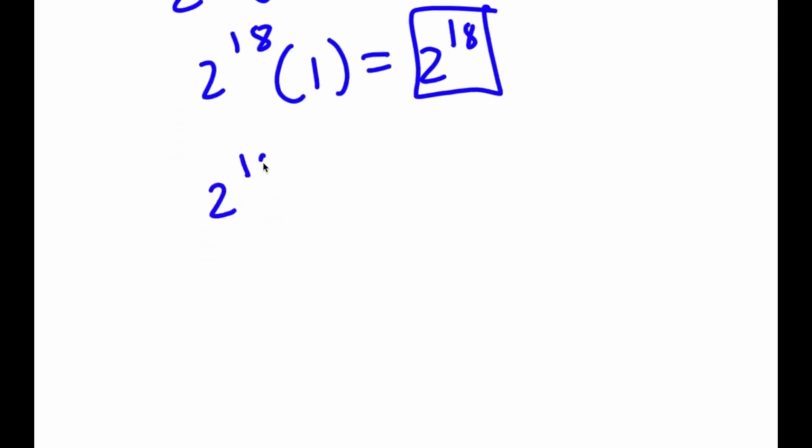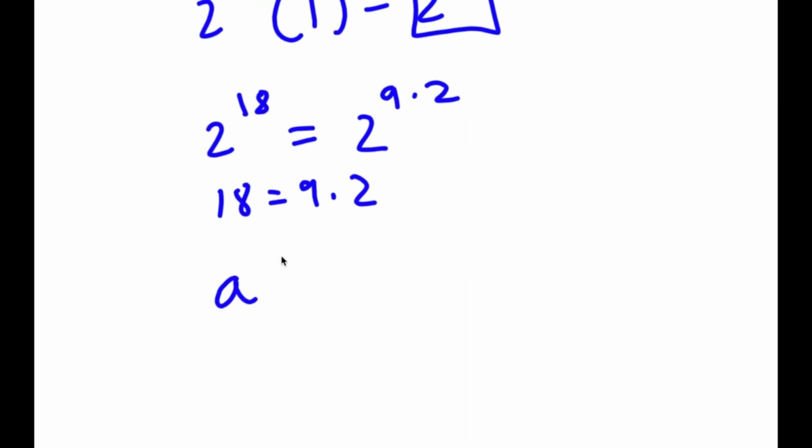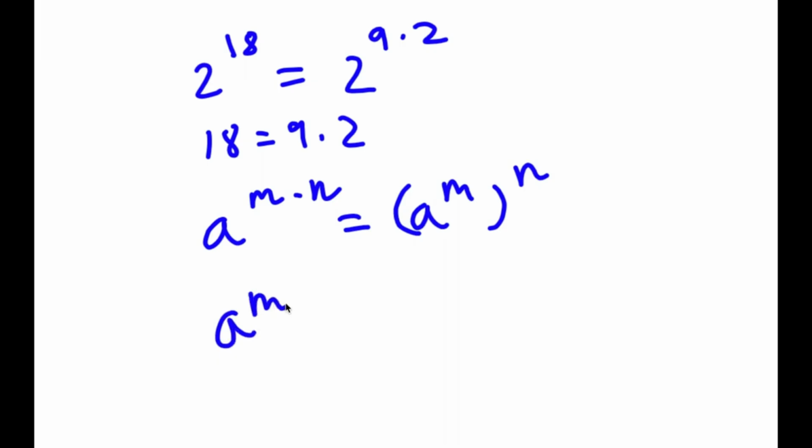2 to the power of 18 is the same thing as 2 to the power of 9 times 2, because 18 is equal to 9 times 2. And now if I have something in the form a to the power of m times n, this is equal to a to the power of m to the power of n. And the same thing goes vice versa. If I have something in the form a to the power of m to the power of n, this is equal to a to the power of m times n.